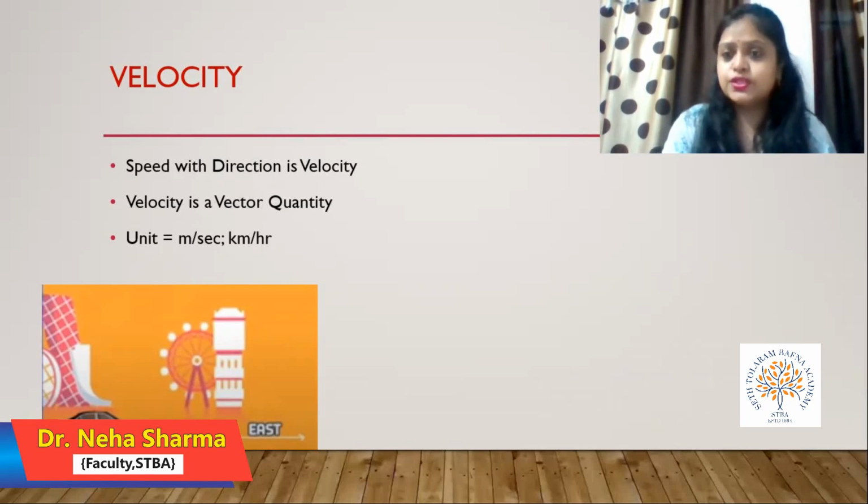The unit of velocity is the same as that of speed, that is, meter per second or kilometer per hour. I hope the difference between these two quantities is clear to you: speed is a scalar quantity, it does not include any direction. Velocity is a vector quantity, it includes the direction.